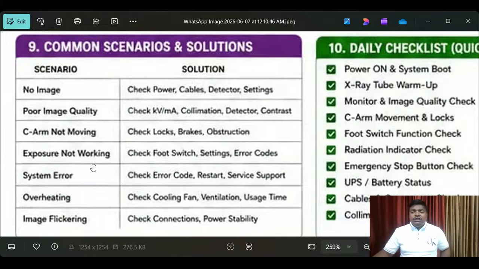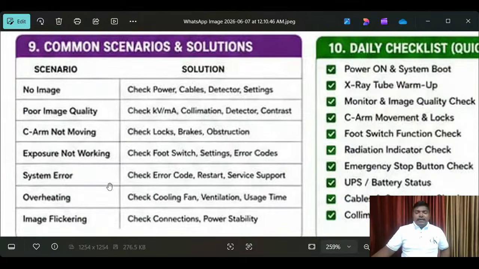And exposure not working. Okay, mostly this is the major problem, because technicians operate the exposure switch more than 100 times per day, because of that these cases will be there. In one case only, we will expose a minimum of 100 times, depending on the operation, keeping the position and everything. This is the major activity in that area.